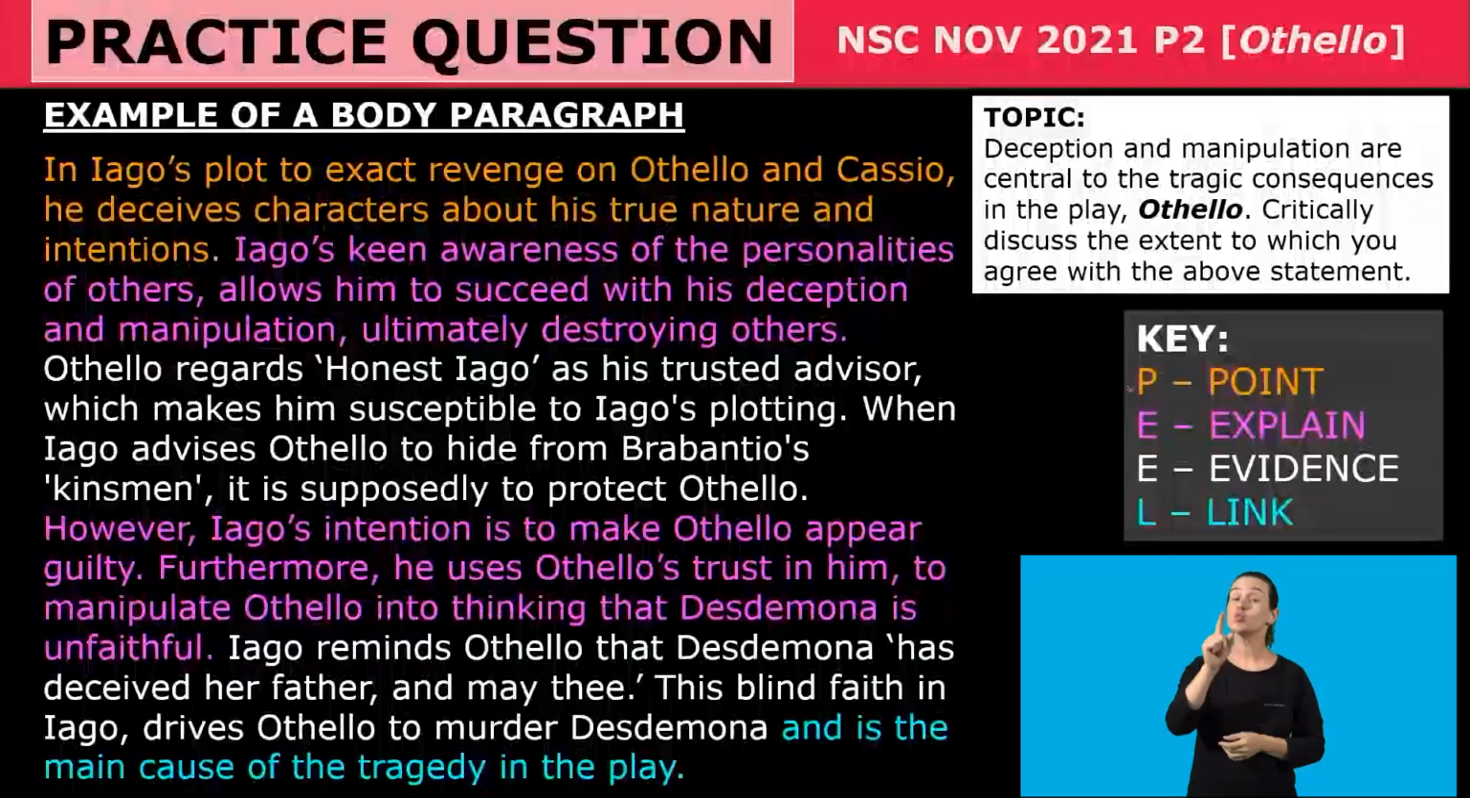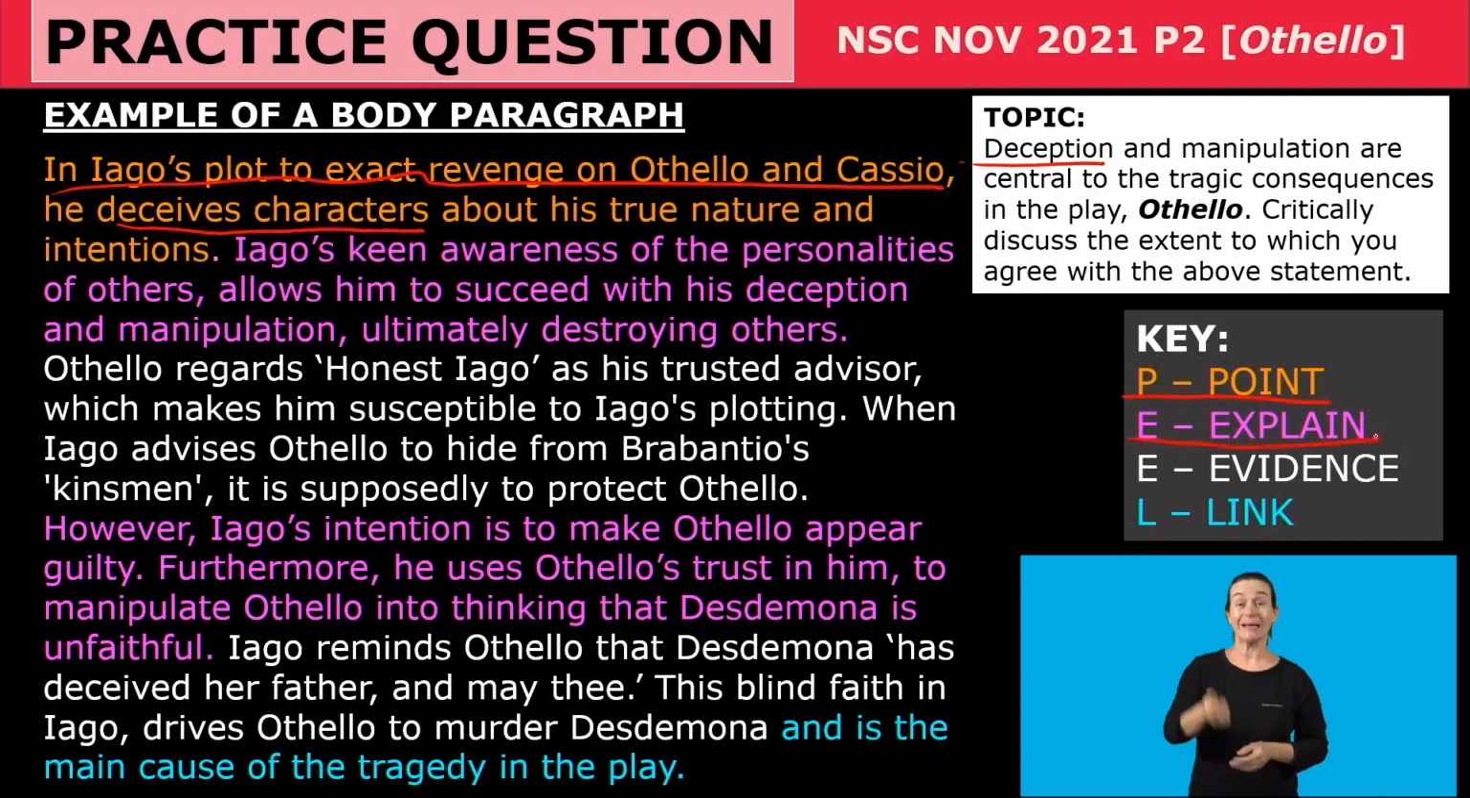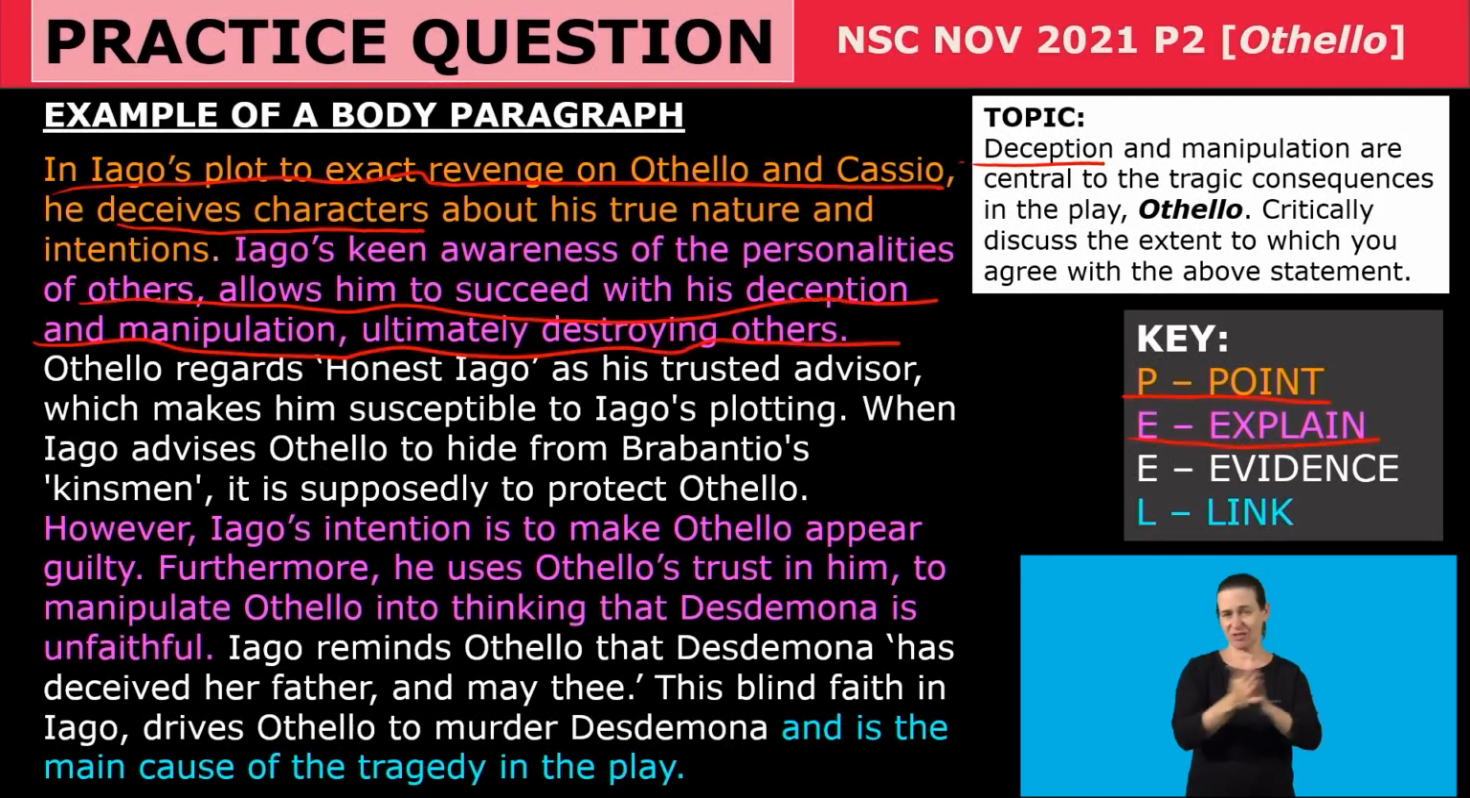Now, let's look at the construction of a body paragraph. So we'll once again use the PEEL method, firstly starting with P, point. In Iago's plot to exact revenge on Othello and Cassio, he deceives characters, linking to the deception about his true nature and intentions. Let's explain that now. Iago's keen awareness of the personalities of others allows him to succeed with the deception and manipulation, ultimately destroying others.